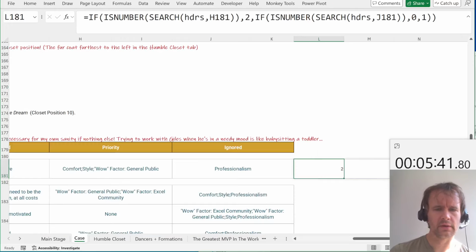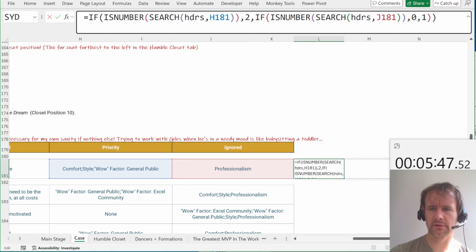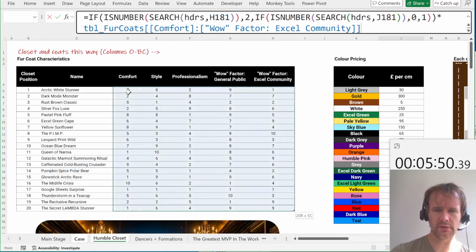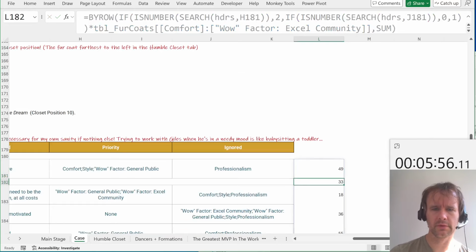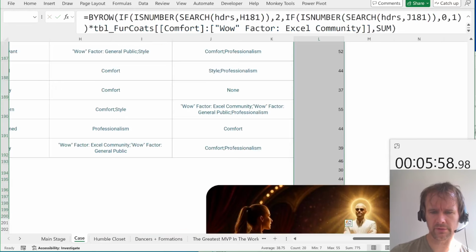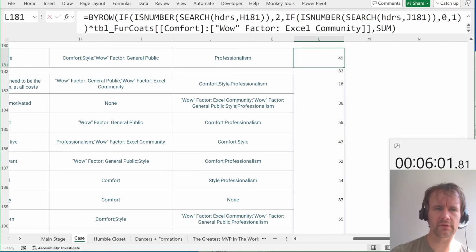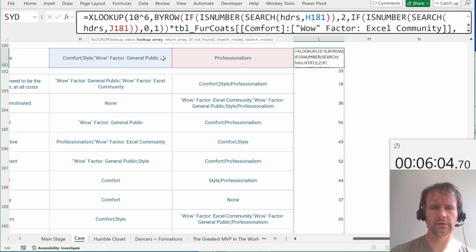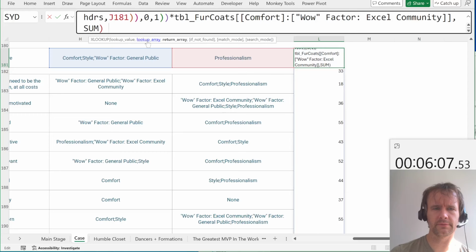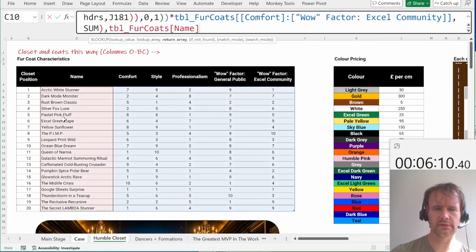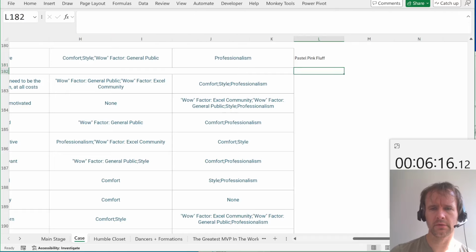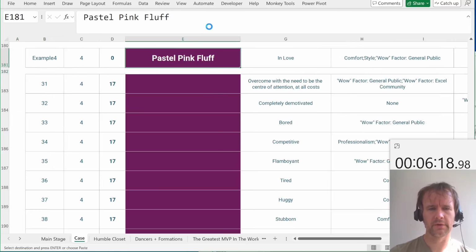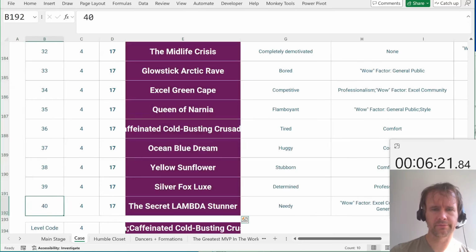Get rid of that column. Okay. So it's this times this, and then it's going to be by row sum. And then I need to find the highest one. So let's see, the max. Yes, the max is 55. And if I XLOOKUP 10 to the 6 in all that madness, returning from that. Oh, sorry, exact match, next smaller item. Pastel pink fluff. Okay. That was complicated, but I think that's working.